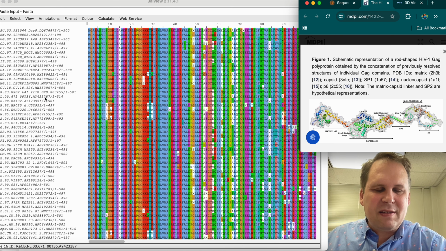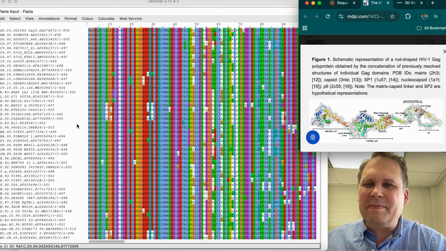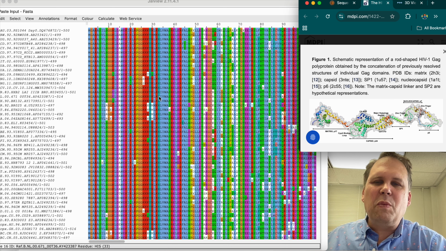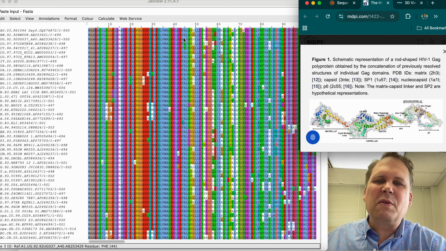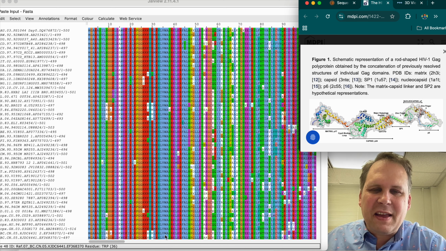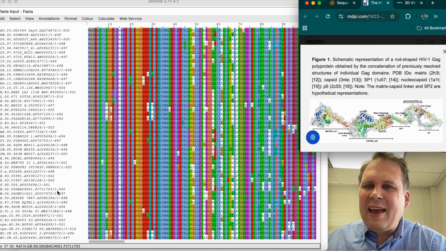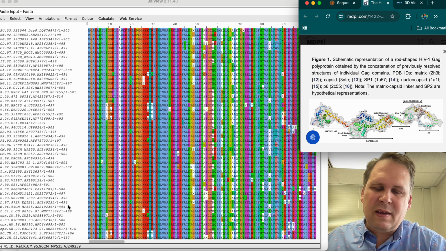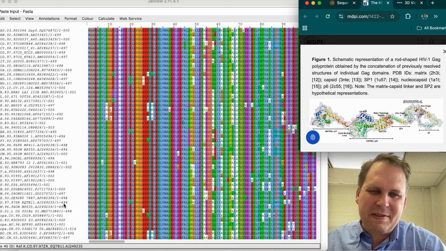So this is the matrix, and you can see right over here. There we go. So what are the important features of the matrix protein? Well, it has to bind to the membrane. It has to interact pretty directly with the membrane. So it's got some hydrophobic patches here, and those are going to help. But the main thing that's going to help it interact with the membrane is going to be the myristylation.